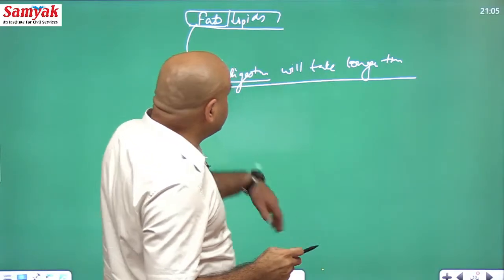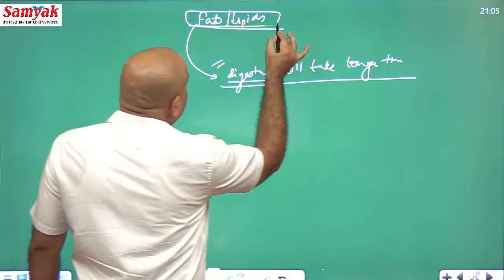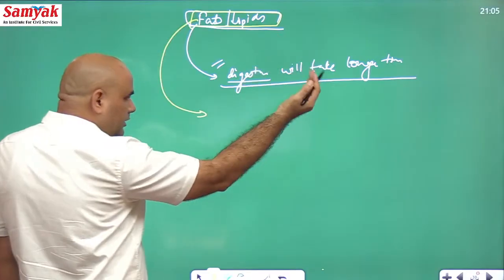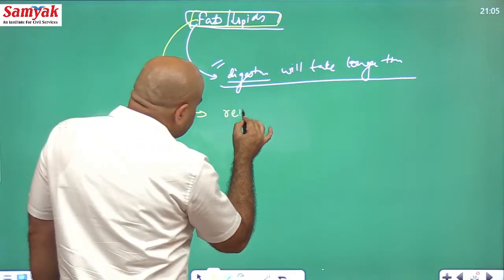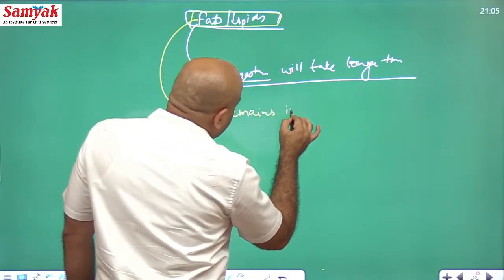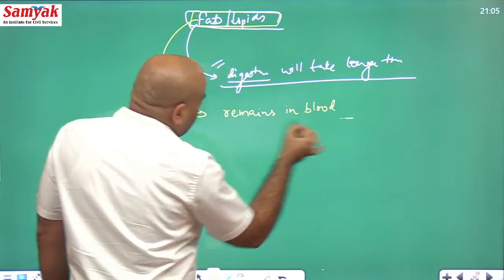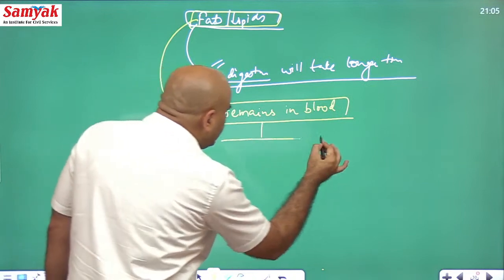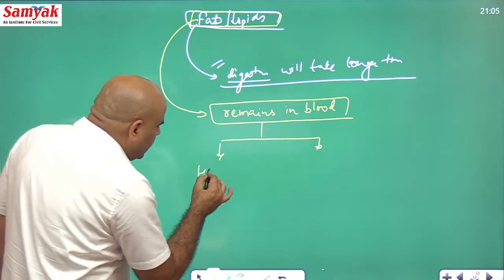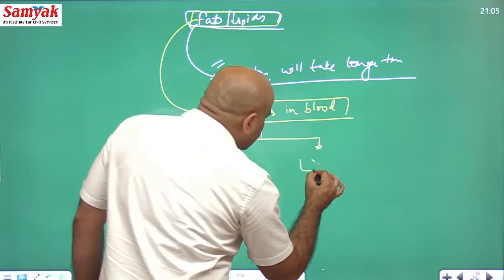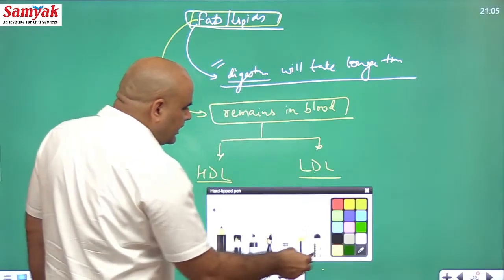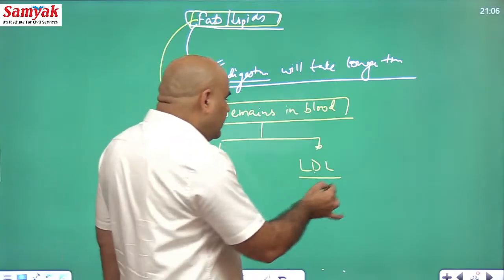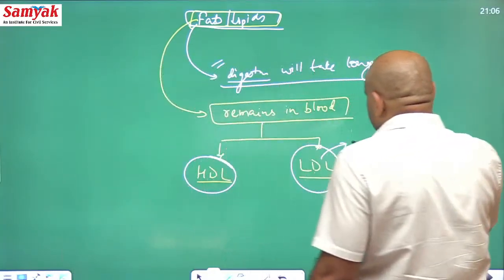Now, how are they dangerous to your health? You have to remember that fats or lipids remain in blood. Everything remains in blood, but they remain in blood in two forms. One is HDL, other one is LDL. Now HDL is high density lipoproteins, and LDL is low density lipoproteins.